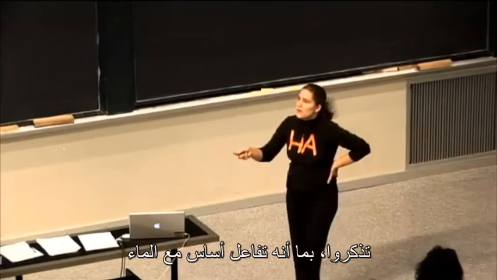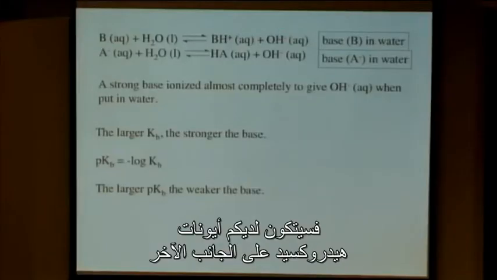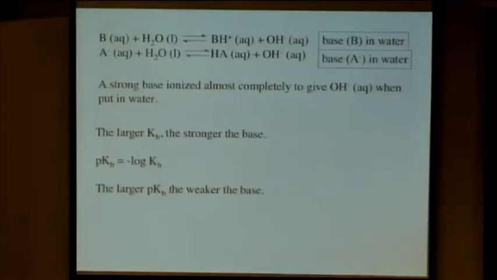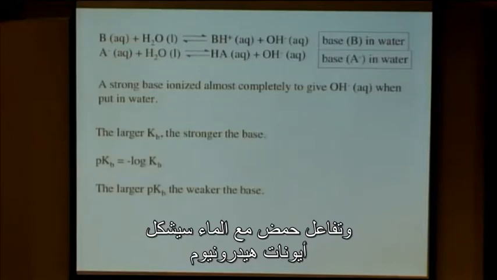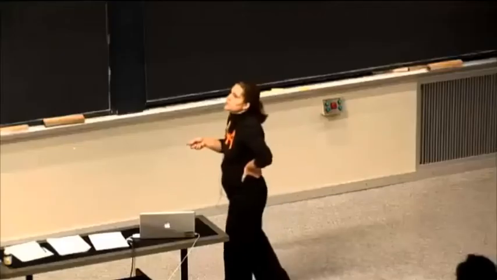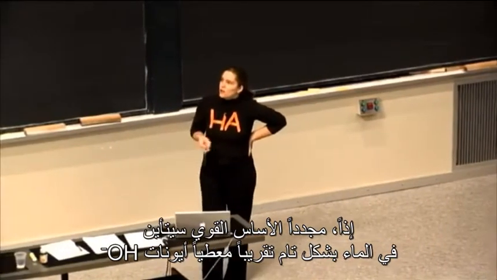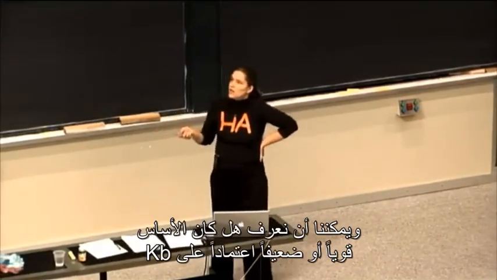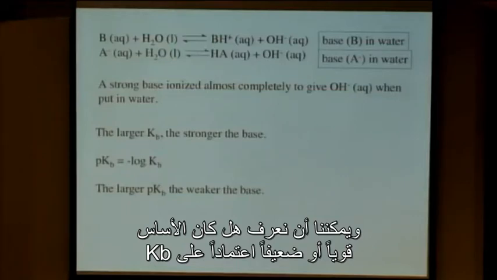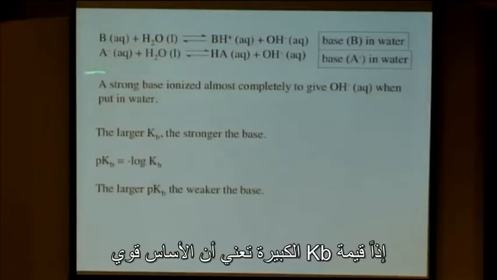Now remember, if it's a base in water, you better have hydroxide ions on the other side, because a base in water is going to be forming hydroxide ions. An acid in water would be forming hydronium ions. So a strong base almost completely ionizes to OH- when in water. And here we can know what's strong or weak by the Kb. So the larger the Kb, the stronger the base.